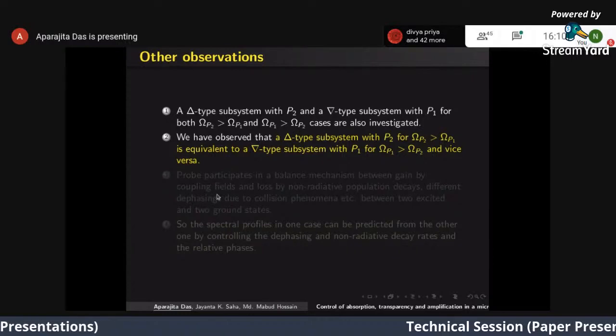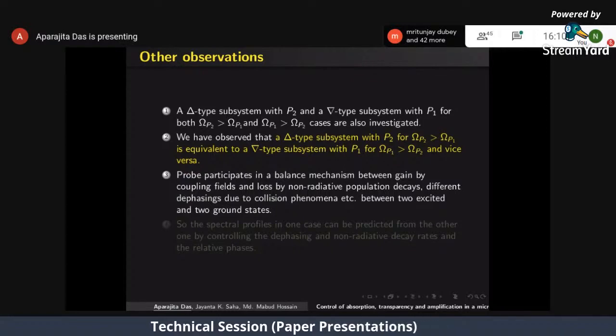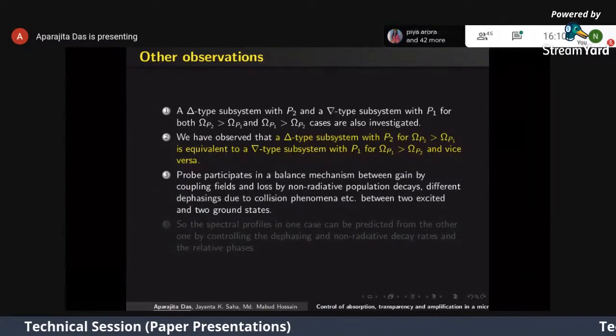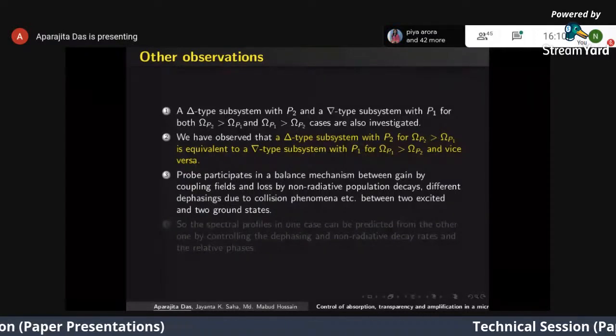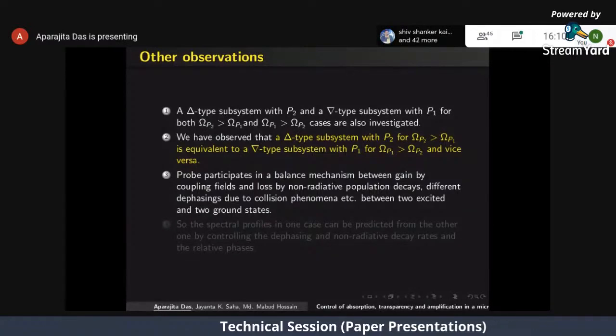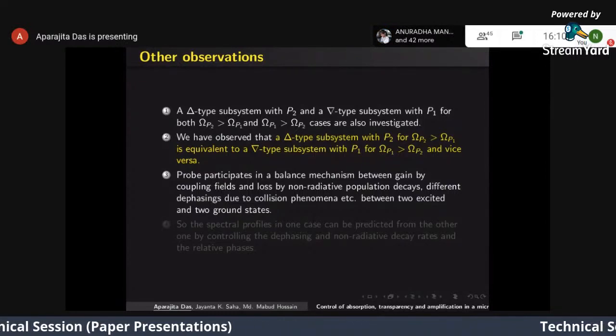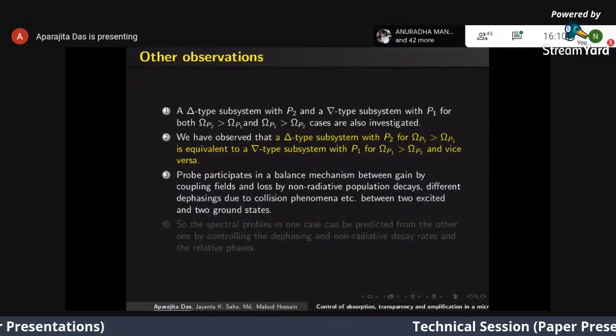Another thing is we have not shown all the dephasing terms or the decay terms in the diagram, but they are still present in the medium, and they can also affect the coherences between the two ground states as well as the two excited states.